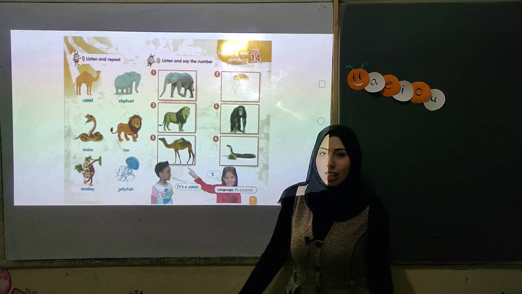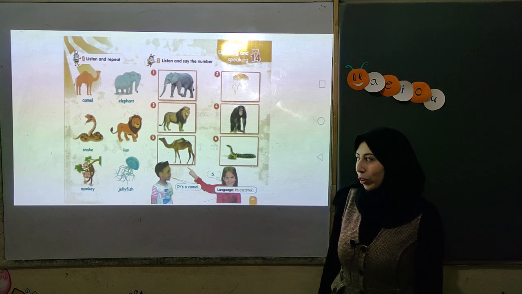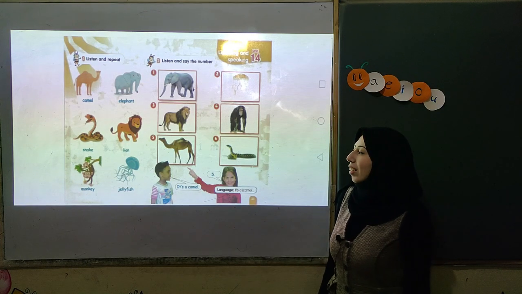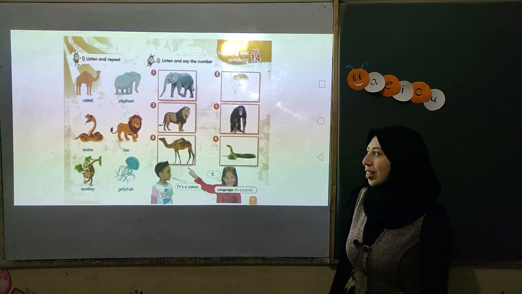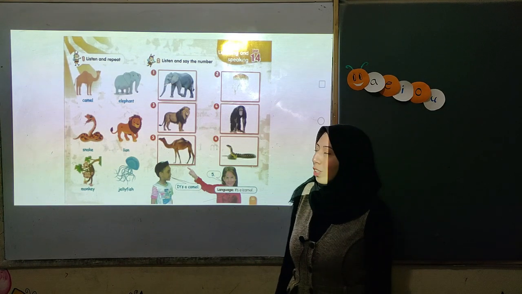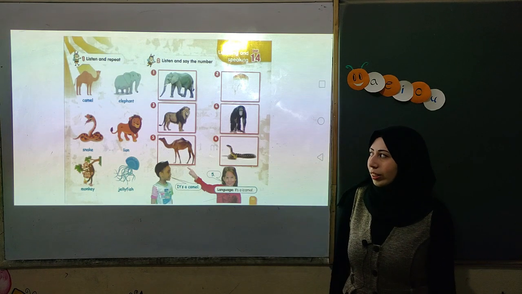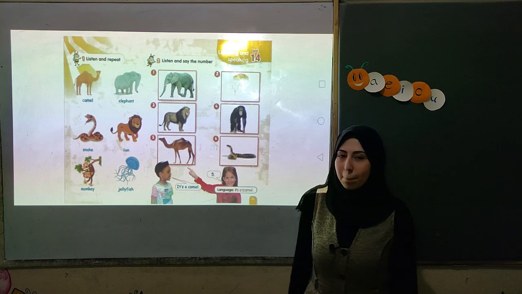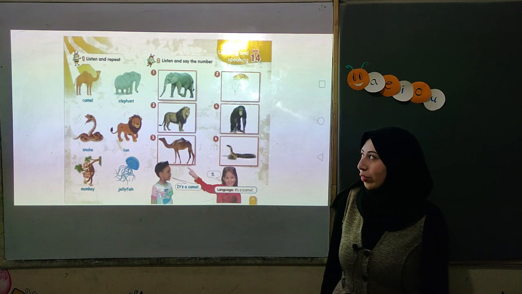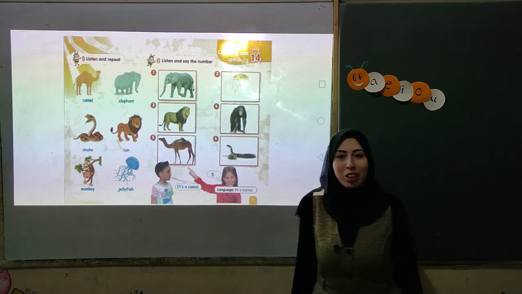It's a snake. Where is the snake? Excellent. It's a picture number 6. Where is the elephant? It's an elephant. So where is the elephant? Excellent. It's picture number 1.